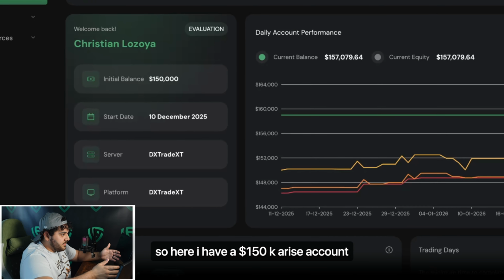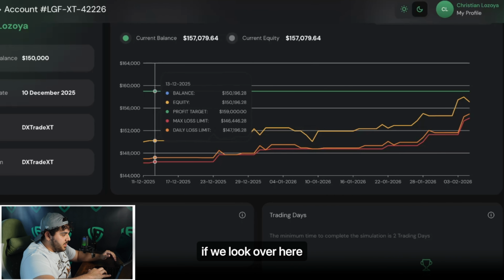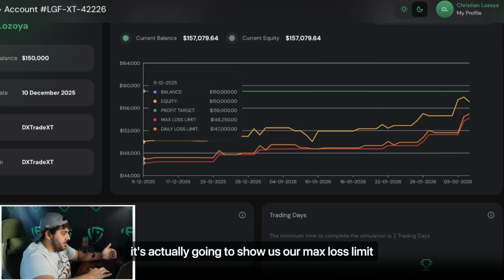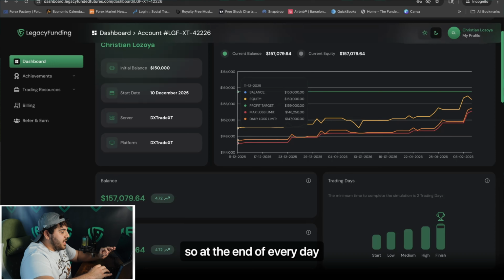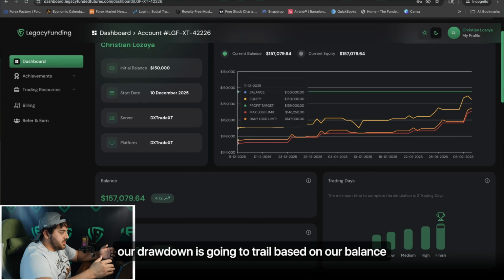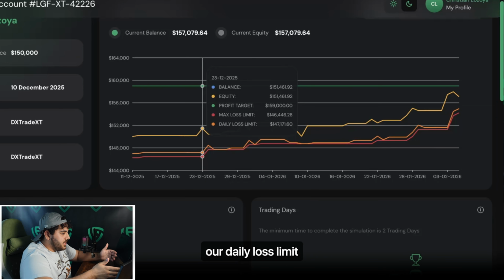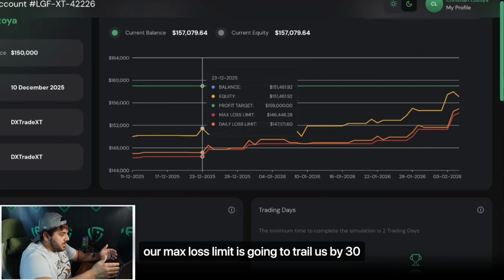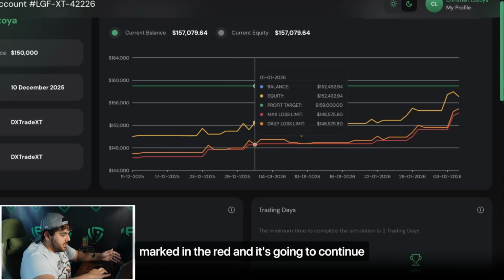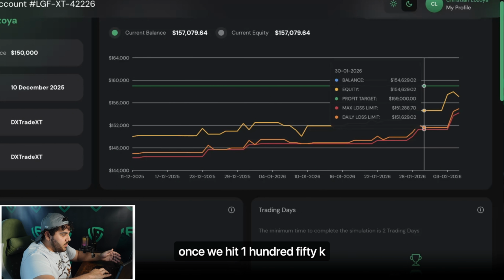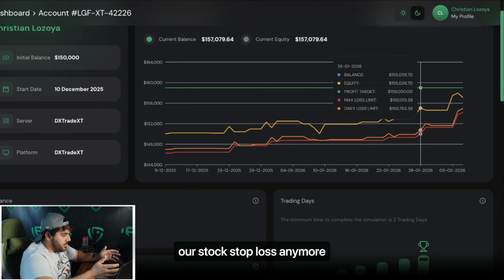So here I have a 150k Rise account, and right now I'm at 7k in profit. If we look over here, it's actually going to show us our max loss limit, and something that we have at Legacy that every other futures firm has is going to be end of day trailing drawdown. So at the end of every day, our drawdown is going to trail based on our balance. So let's say we make 1,400 in profit, like I'm showing right here. Our daily loss limit, our max loss limit is going to trail us by 3,750, and you could actually see that right here marked in the red, and it's going to continue as we get deeper into profit. However, once we hit 150k, it's no longer going to trail our stop loss anymore at that point.